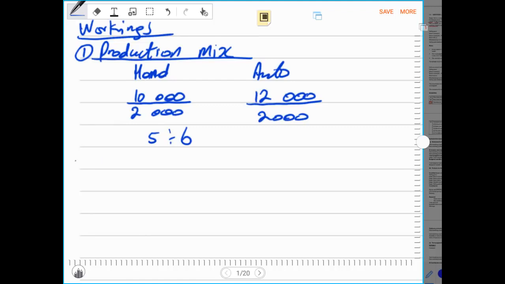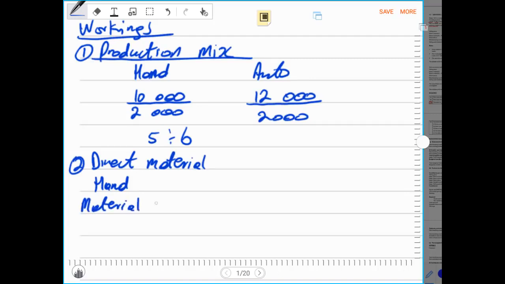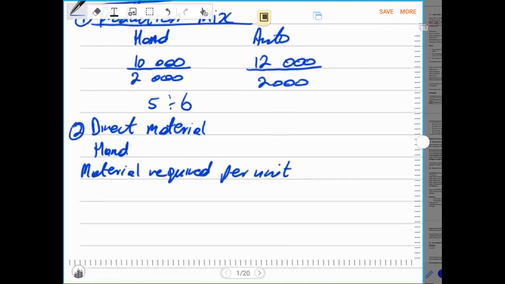So my second workings will be that of direct material. I just want to say the heading is direct material. Then under direct material, I'll have the first product, which is hand washing powder. And what am I looking for under hand washing powder? I am looking for material kgs per unit, meaning material required per unit, meaning how many kgs of material do I need per unit.